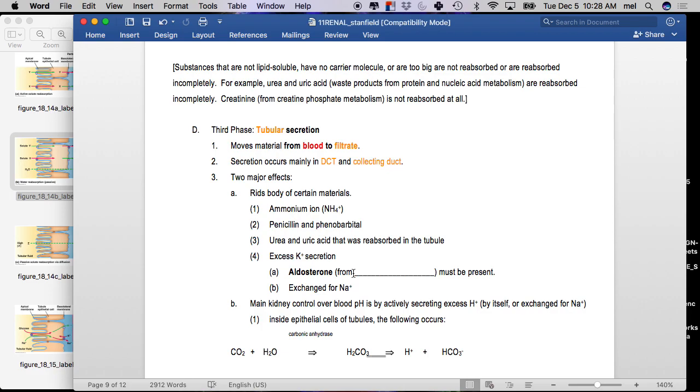So if you dump it and you don't have a mechanism of bringing it back in, it generally stays out there. Creatinine from creatine phosphate gets dumped out but doesn't have a mechanism for bringing it back in. Uric acid gets dumped out but you don't have a mechanism for bringing it back in. Urea is reabsorbed incompletely because it can help regulate the pH, but we won't talk about urea in much detail.